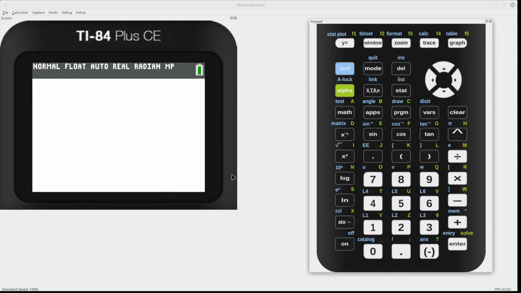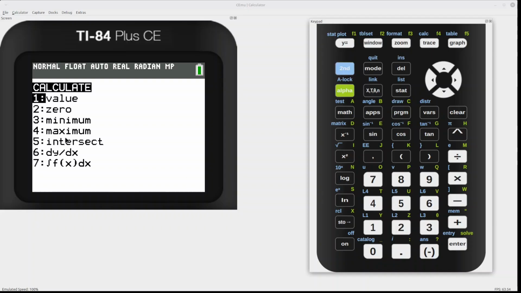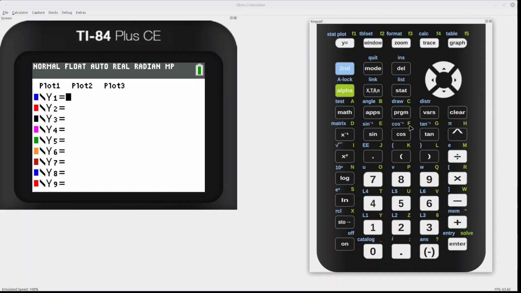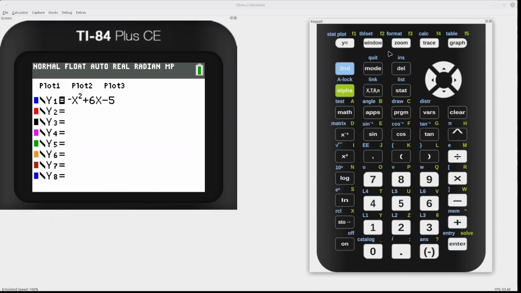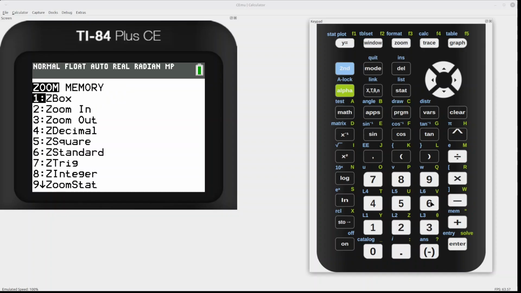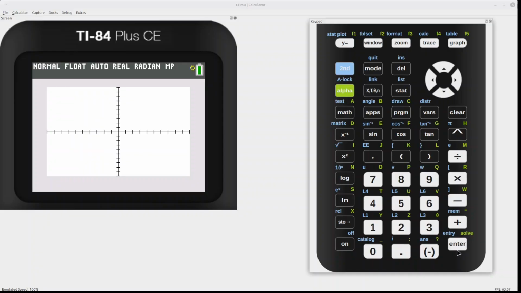The next menu option we'll do is maximum. All right, so we'll need an equation where a parabola opens downward instead of upward. So let's go to y equals, and let's enter something like negative x squared plus 6x minus 5. Okay, I'm going to go ahead and set my window to standard, and let's see what the graph looks like.